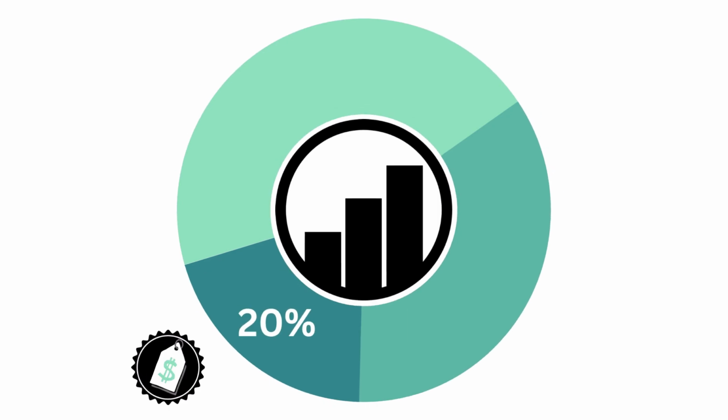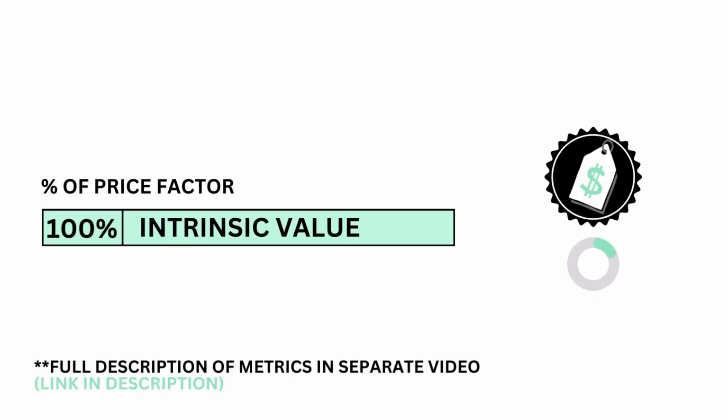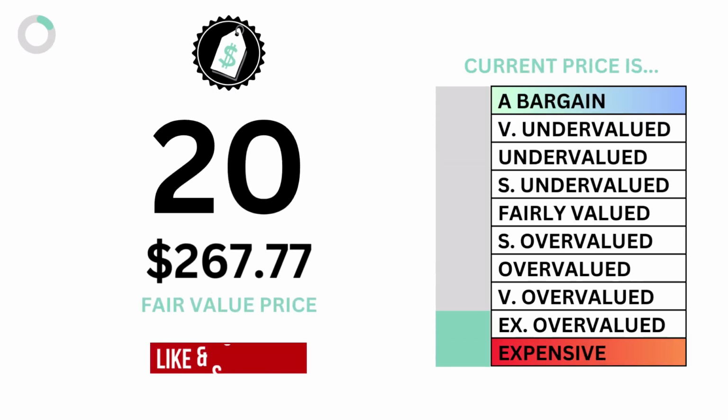Let's then look at the price. The price factor accounts for 20% of the analysis. The price examines the intrinsic value, or fair value price of the stock. The price factor is made up of only 1 metric, the intrinsic value. Here's the company's intrinsic value and price grade.